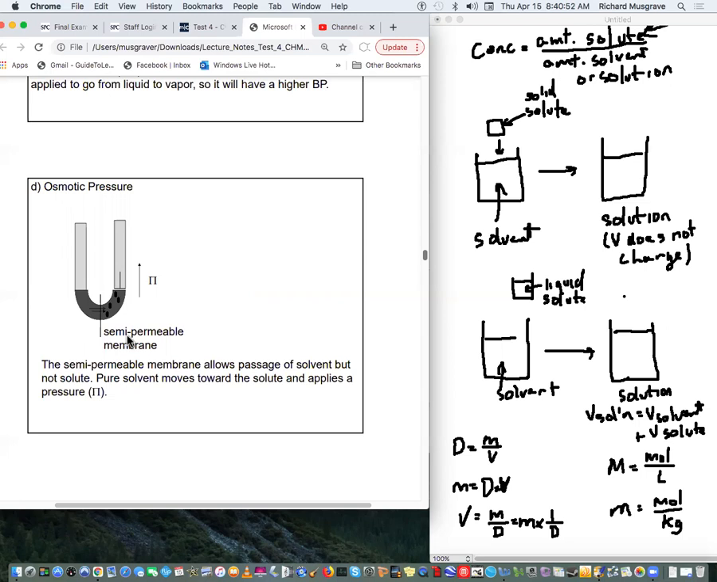Now, what happens here is that with the pure liquid or the pure solvent coming through the semi-permeable membrane to help dissolve whatever's on the other side, it produces an osmotic pressure. So if this is a piston, then this is going to be forced upwards, which creates a pressure. That pressure is denoted by the capital Greek letter pi. That's a big pi there.